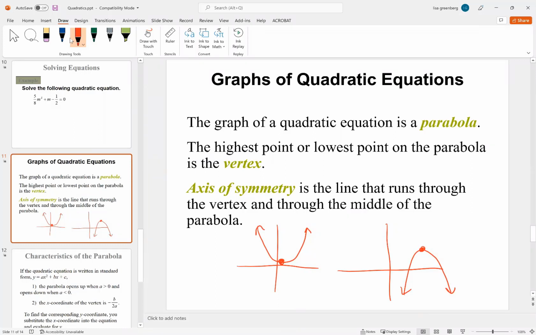So if I can graph something into a parabola and I want to know what the minimum value is, and it opens up, it's going to be this. And if I want to know the maximum value, it opens down, it's going to be here, right? And the axis of symmetry always runs right through the vertex.